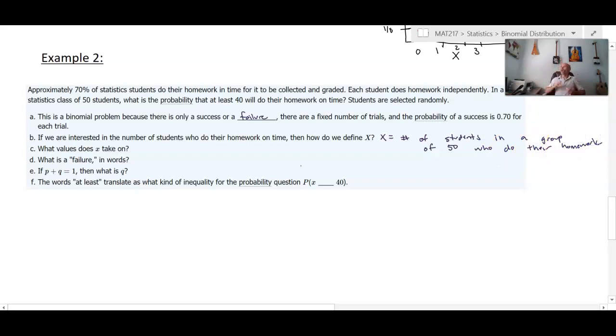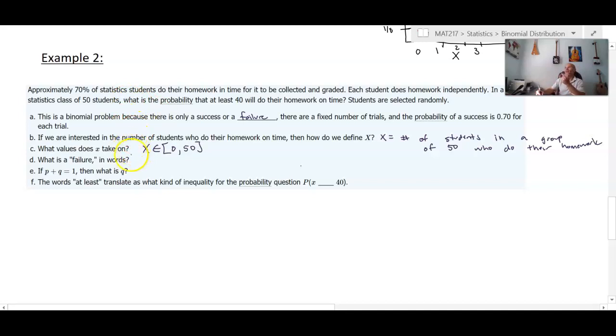Now, we won't list them all out, but there are 51 possible events here. 0 students do their homework, 1 does their homework, 2 do their homework, all the way up to 50 doing their homework. So there's 51 different values for r, the number of successes that we get. So this would be very cumbersome to try to lay out completely. What value does x take on? Well, x, the random variable, is in the range from 0 all the way up to 50, and it has to be an integer. So x takes on integer values only. You can't have 1.5 students.